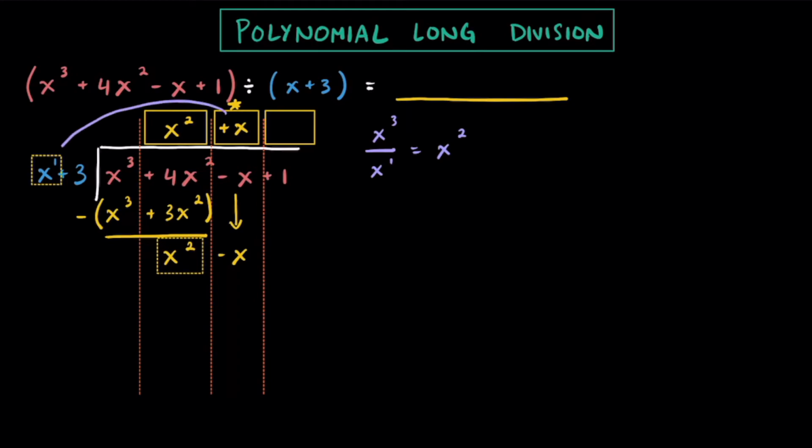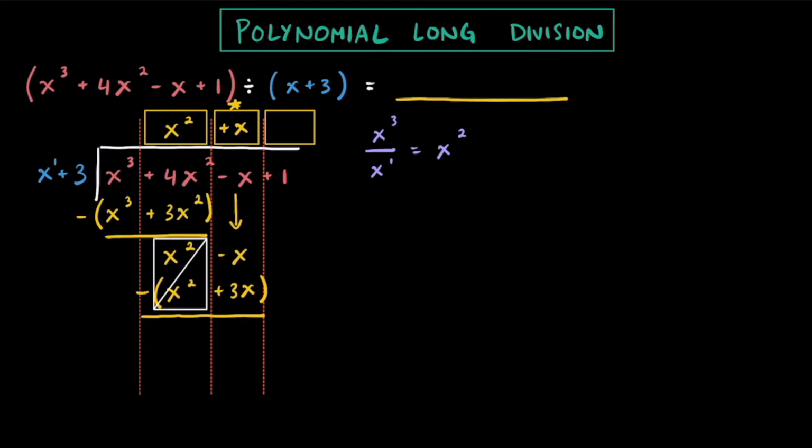Positive 1x times a positive 1x to the first power is going to be x to the second power, and then going ahead and multiplying this positive 1x times this positive 3, that's going to be a positive 3x. Going ahead and subtracting to find the remainder, let's see what we get. These x squareds are going to cancel out as planned, and this negative x minus a positive 3x is going to equal negative 4x. Bringing down this positive 1, we can do this one more time.